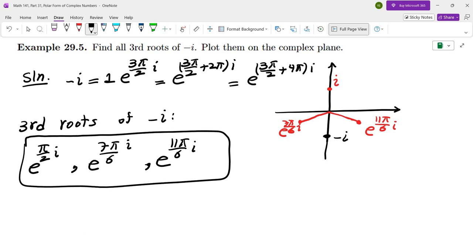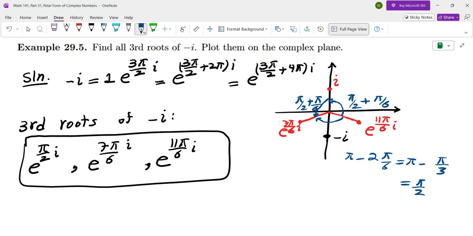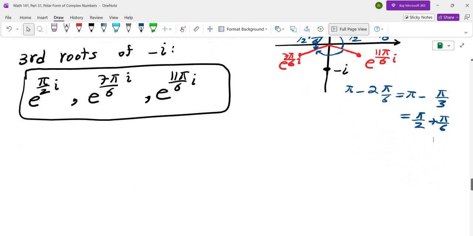And if you look at the angles that they make, they are making the same angles. This angle is pi over 2 plus pi over 6. This angle is pi over 2 plus pi over 6. This angle is also the same thing. It is pi minus 2 pi over 6, which is pi minus pi over 3. And that's the same thing. That's like pi over 2 plus pi over 6. So they make the same angle with each other. So these are the three third roots of negative i on the complex plane.